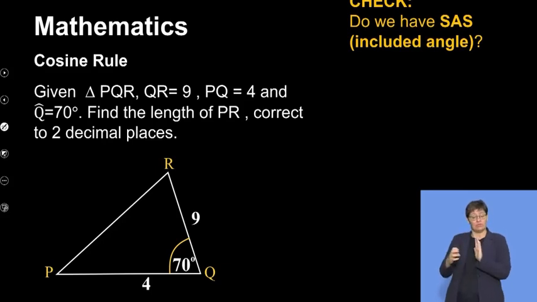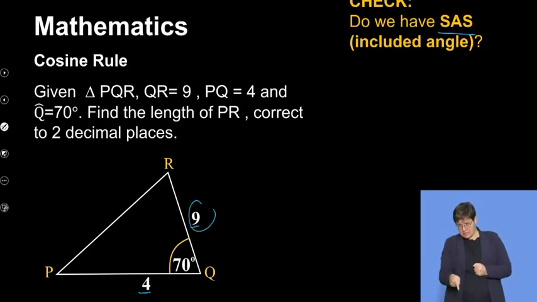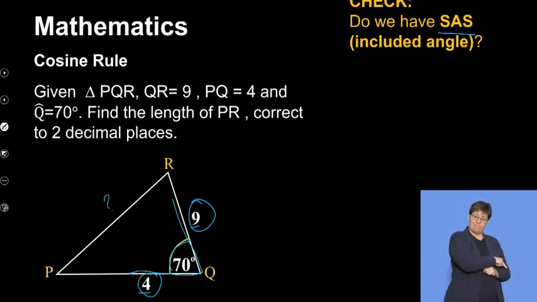Okay, in this triangle, we have PQR. Again, we have QR equals 9, PQ equals 4, and we're given the angle in between, 70 degrees. Again, do we have side-angle-side? Let's double check. We've got a side, an included angle, and a side. We have that V pattern that we're looking for, which means we can find that side easily. They want us to find PR correct to 2 decimal places.